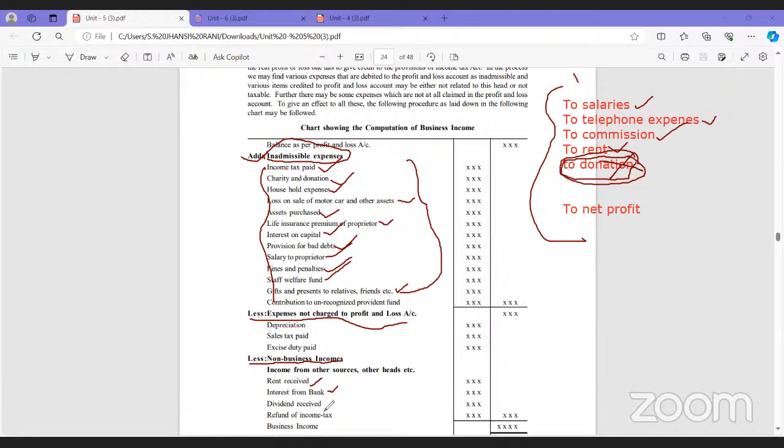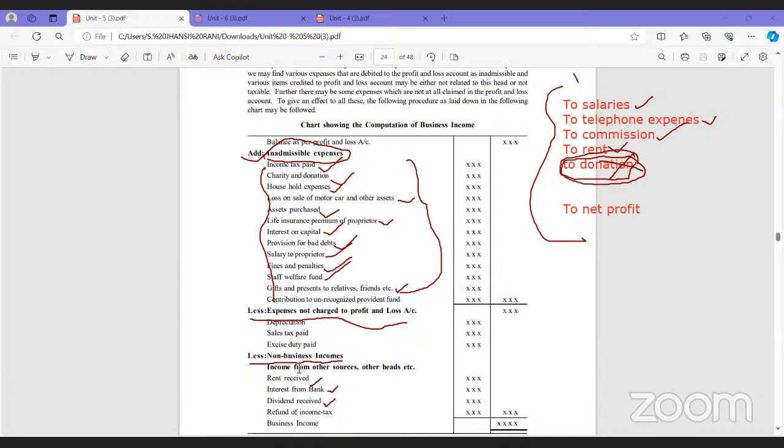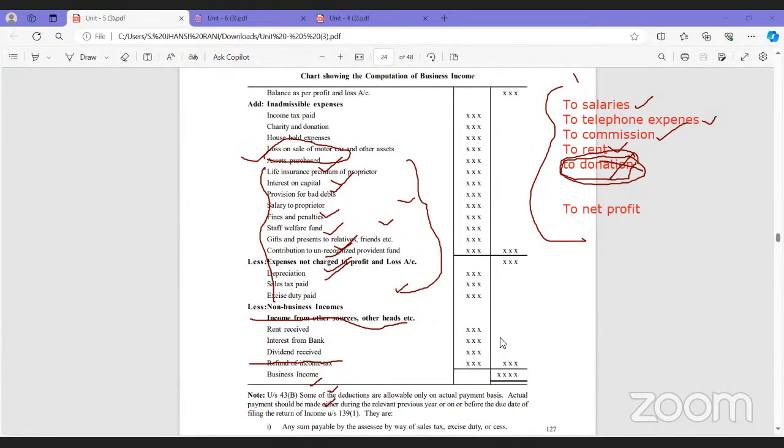Next, dividend received. If you have purchased any shares, or invested in any shares, then whatever profit you are receiving is your dividend. That is not your business income. Next, refund of income tax and business income. So these are all non-business incomes. Actually, we had earlier taken them as income, and now we are removing them. When you deduct all this, the difference is nothing but the business income. This is how we calculate the income from business.